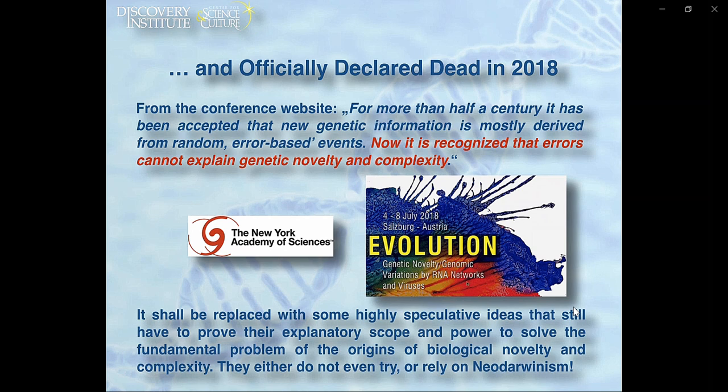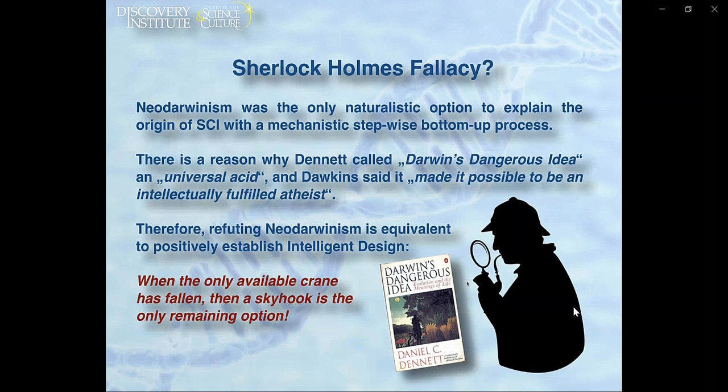What next? So, as a last slide, many of our opponents will say, well, you commit the so-called Sherlock Holmes fallacy. You just critique neo-Darwinism and show the weaknesses of this theory, but that doesn't mean that intelligent design or creation wins by default. This would really be a fallacy if you made this argument in this way, but the argument is a different one. The argument which you find in this famous Sherlock Holmes novel is that Sherlock Holmes said, when you exclude all other options, then whatever remains, even if it sounds implausible, must be the truth.